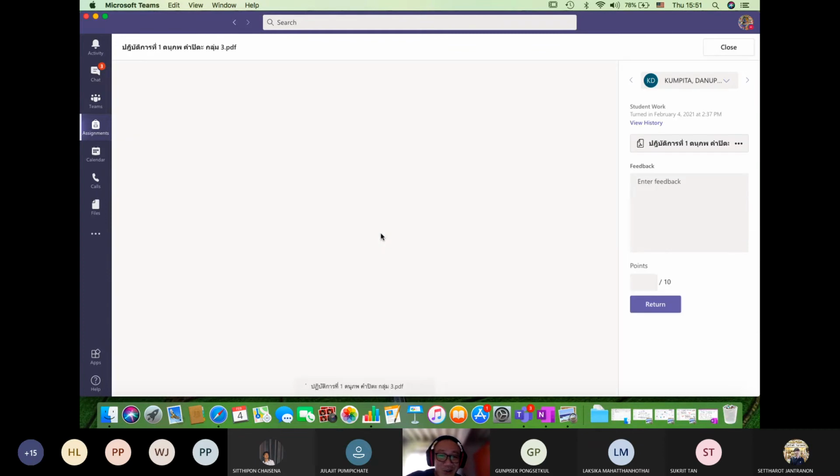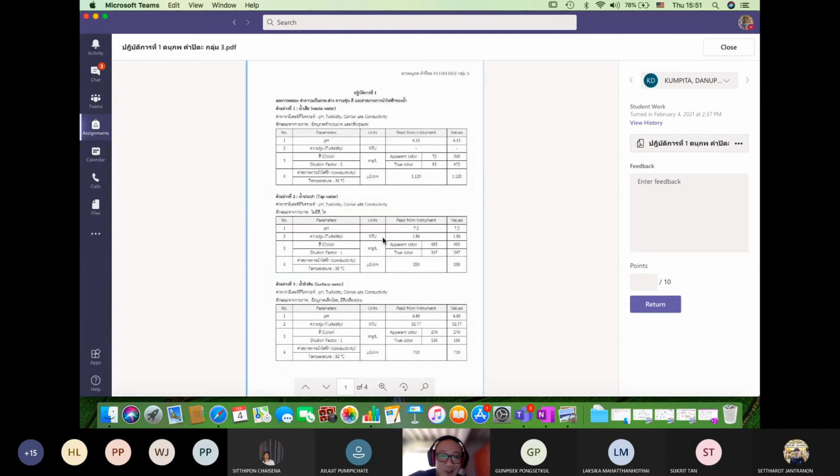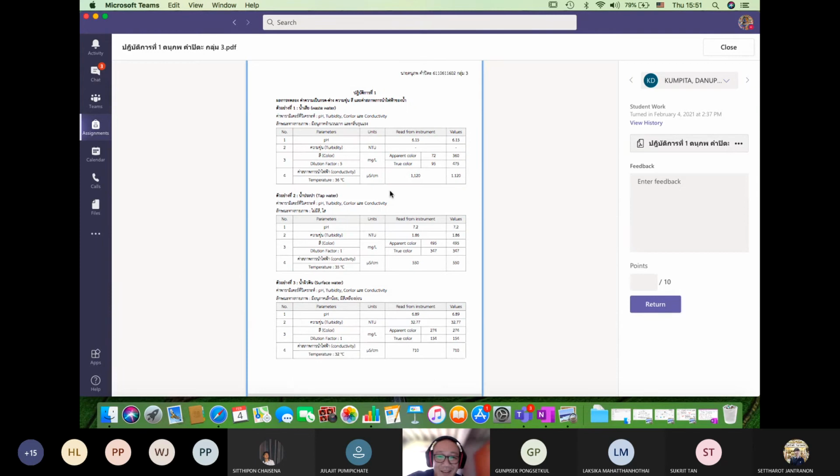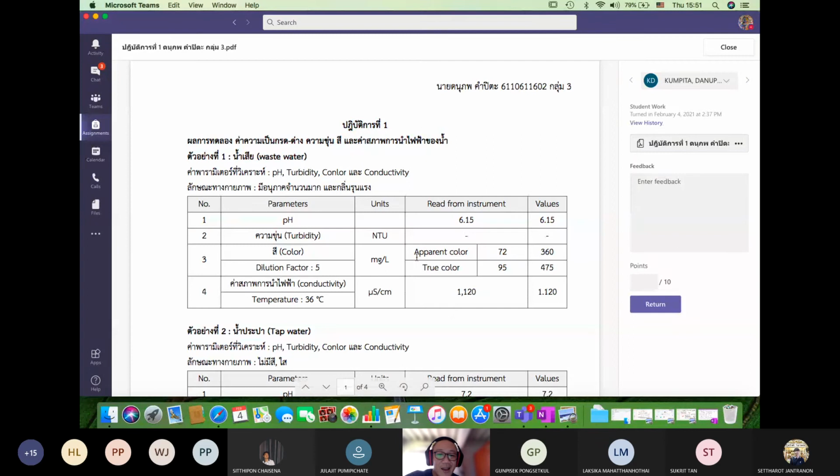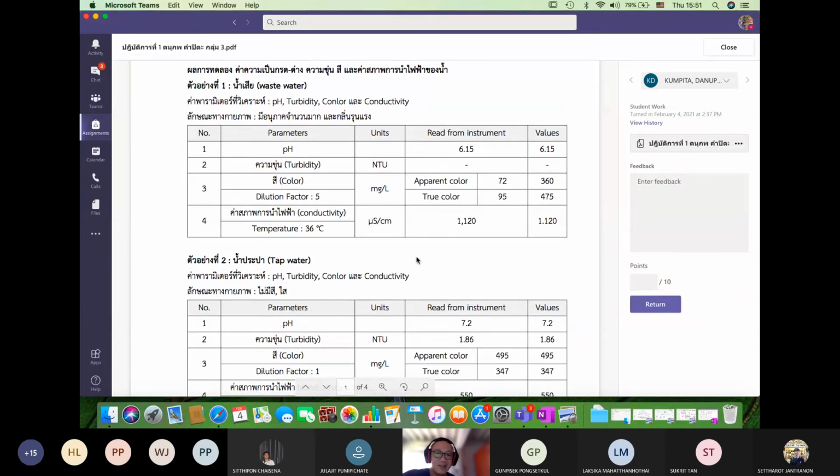So I have already shown you. This is another session's result. So they have put it like this. This is interesting. This is how they make a table, you see. So maybe next time you can try. So this one is easy.